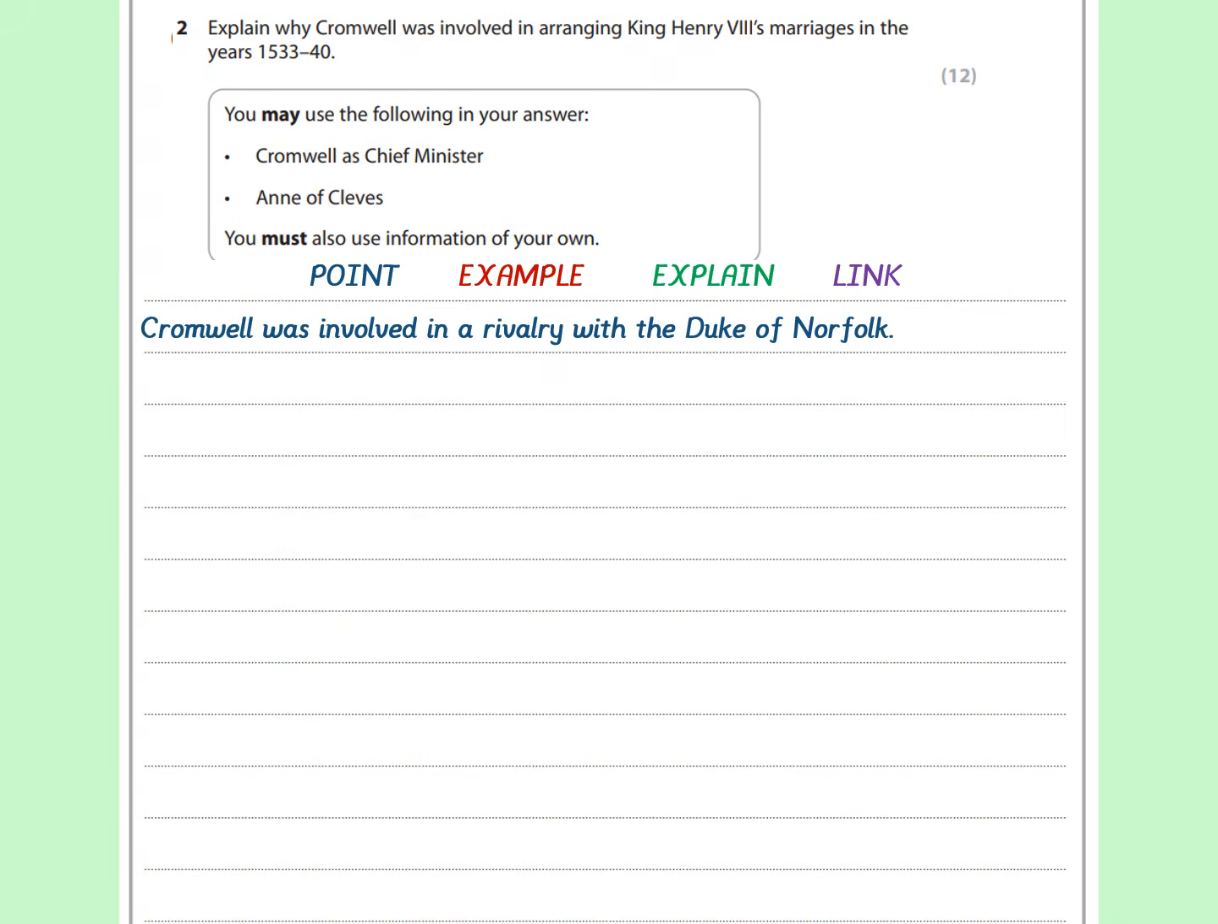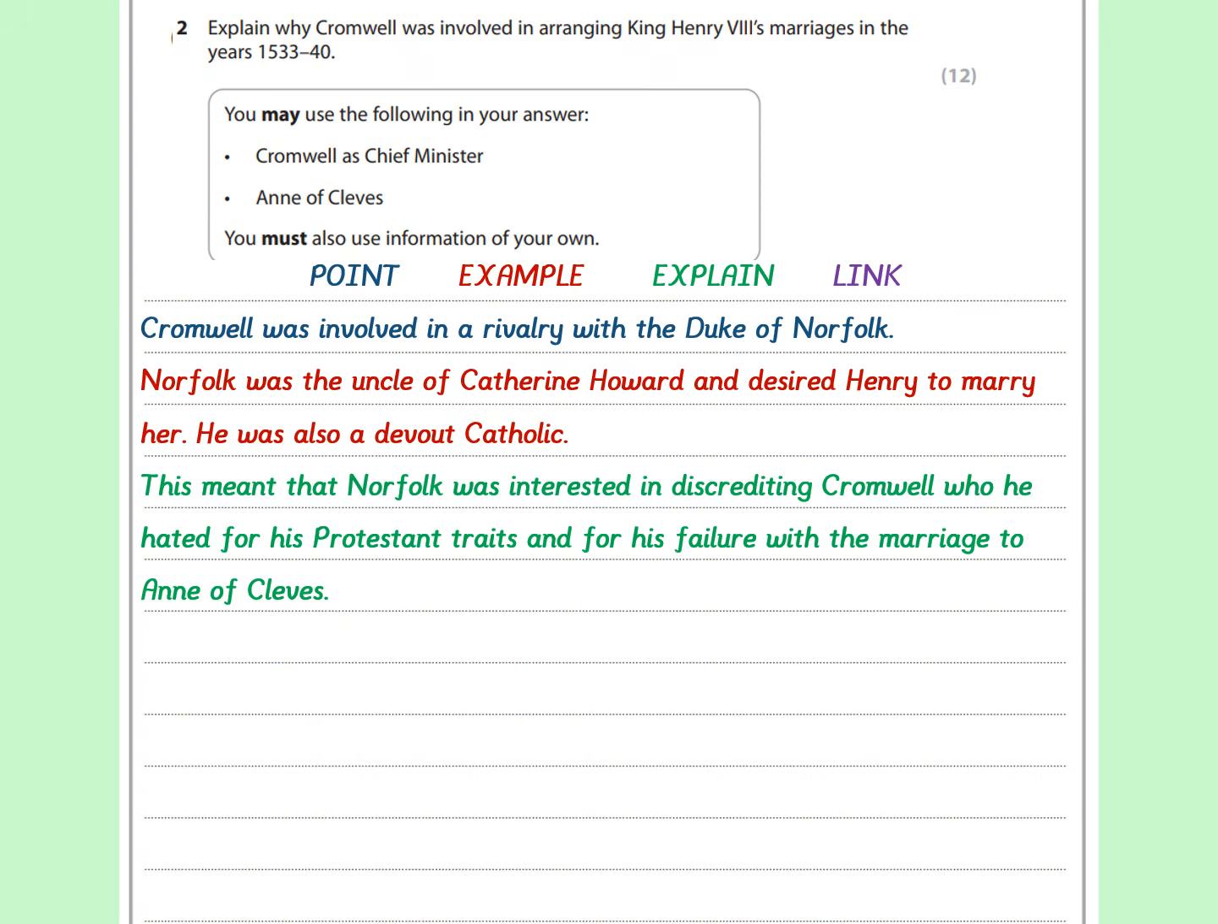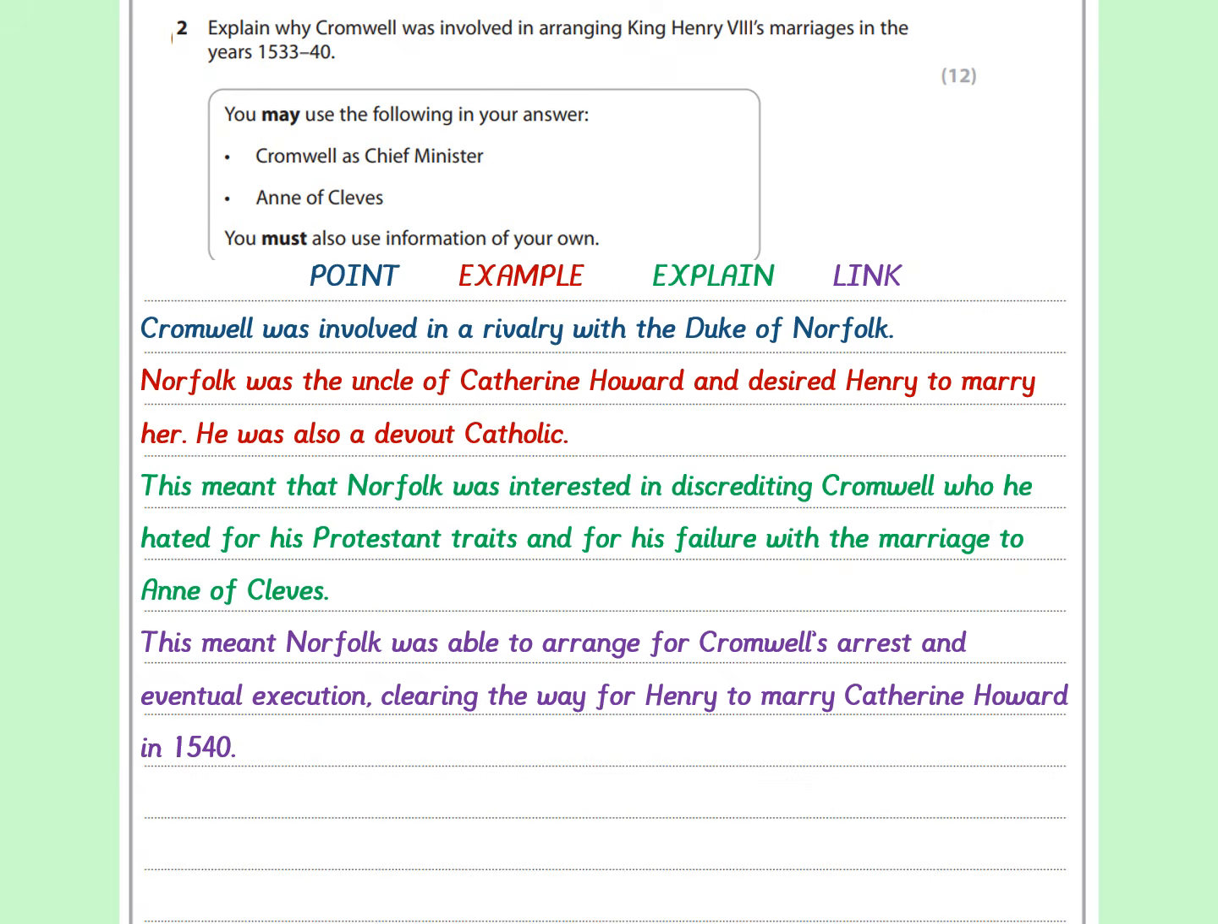Cromwell was involved in a rivalry with the Duke of Norfolk. Norfolk was the uncle of Catherine Howard and desired Henry to marry her. He was also a devout Catholic. This meant that Norfolk was interested in discrediting Cromwell, who he hated for his Protestant traits and for his failure with the marriage to Anne of Cleves, not to mention the fact that of course he was very low born. This meant that Norfolk was able to arrange for Cromwell's arrest and eventual execution, clearing the way for Henry to marry Catherine Howard in 1540.